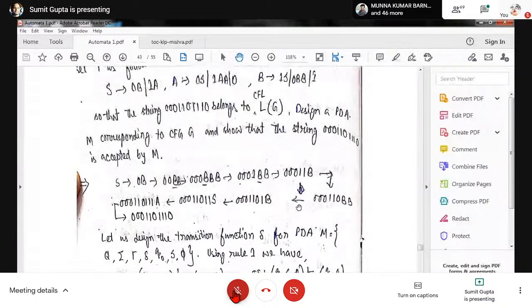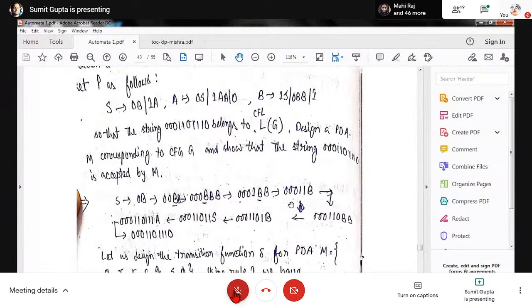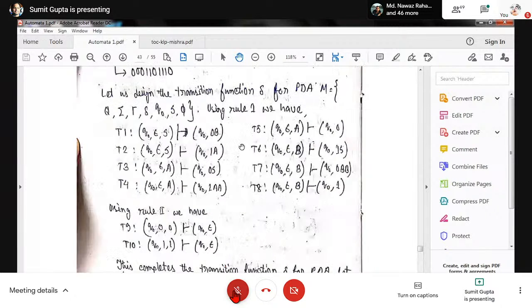So basically you could see how many total productions there were: 1, 2, 3, 4, 5, 6, 7, 8, and that many number of transitions we have. So those 8 productions are now transformed into 8 transitions of the corresponding PDA. Is it clear?